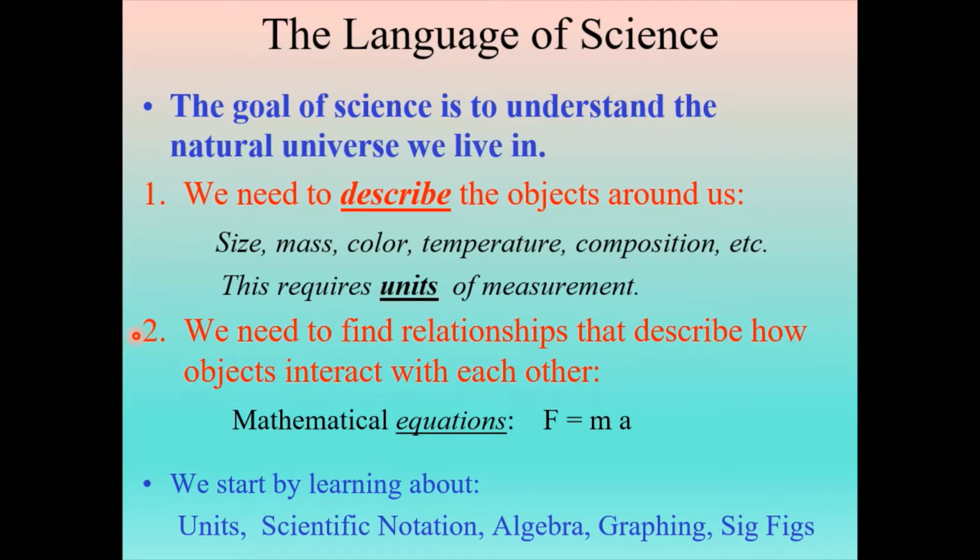The second thing is that we will be needing to find relationships that describe how objects interact with each other. Relationships in science are usually written as mathematical equations. So for example, later in this course, we will learn the famous equation called Newton's second law, which is F equals ma. This is a relationship between force, mass, and acceleration. So we're going to start off in this first chapter by learning about units, scientific notation, algebra, graphing, and significant figures.